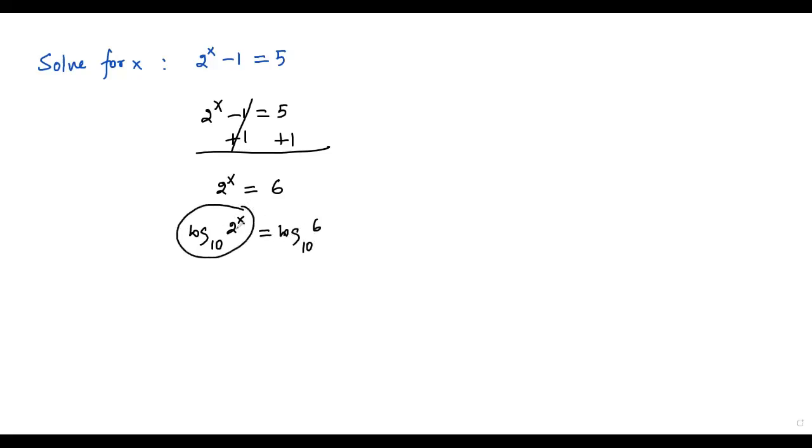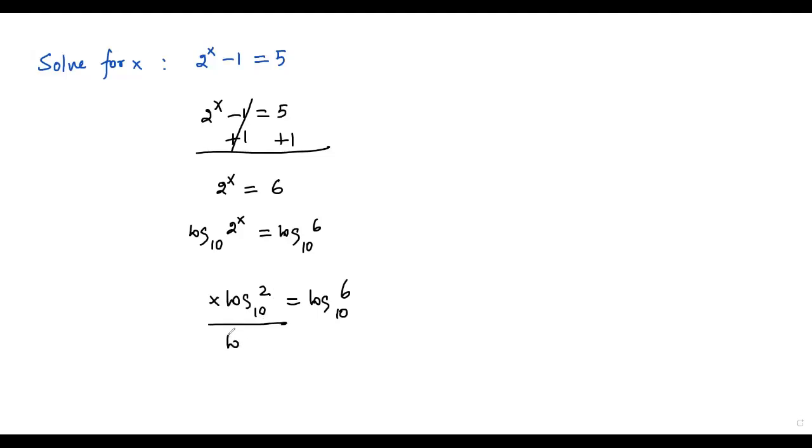Now I can use the power rule of logarithm over here. Whenever the argument is exponential, the exponent can be moved in front of the logarithm, and it has to be multiplied by the logarithm. So now I can move this exponent x in front of this logarithm. In the next step, I'll be getting x times log 2 to the base 10 equals log 6 to the base 10.